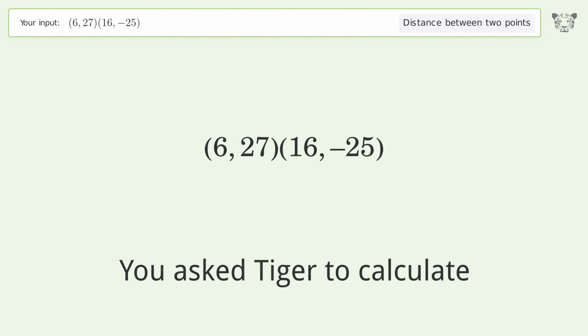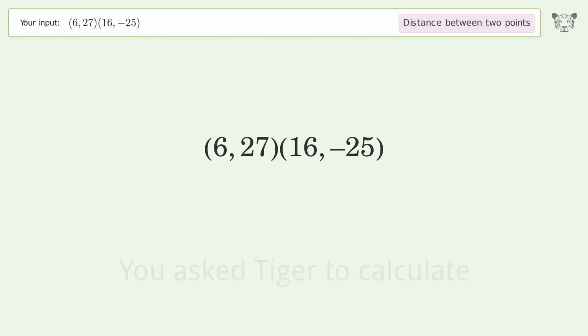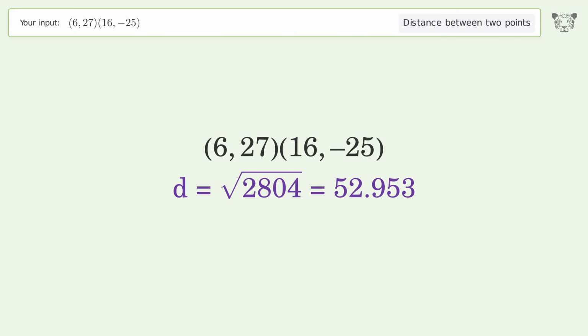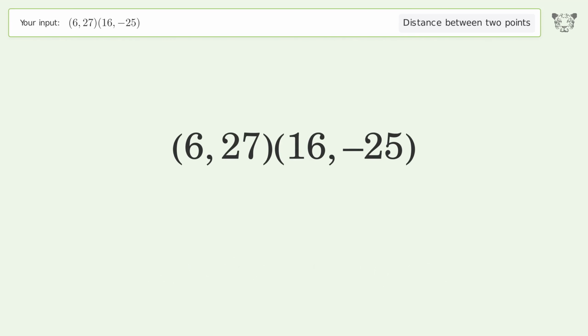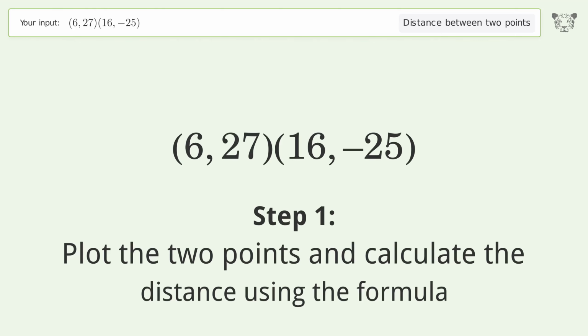You ask Tiger to calculate. This deals with the distance between 2 points. The distance between the 2 points is the square root of 2,804, or 52.953. Let's solve it step by step. Plot the 2 points and calculate the distance using the formula.